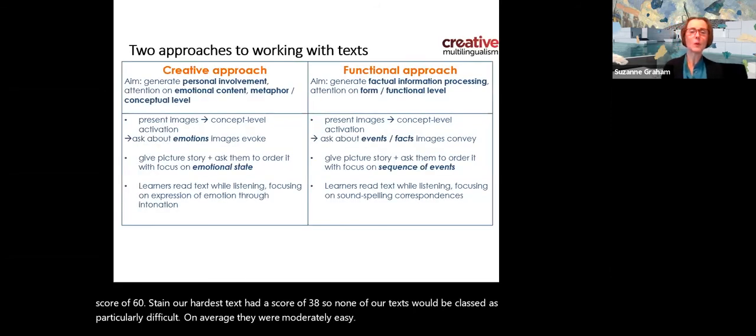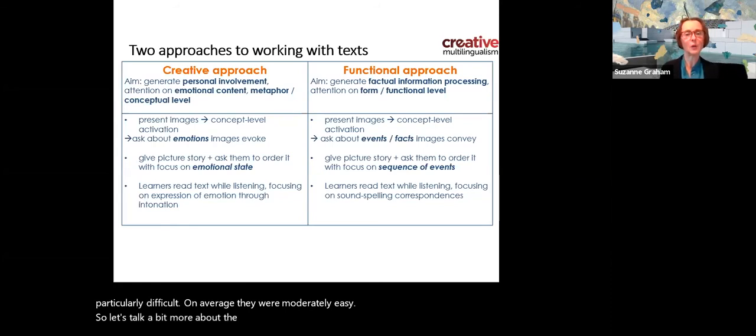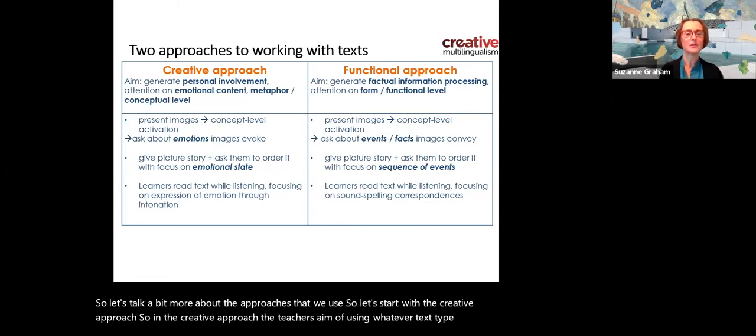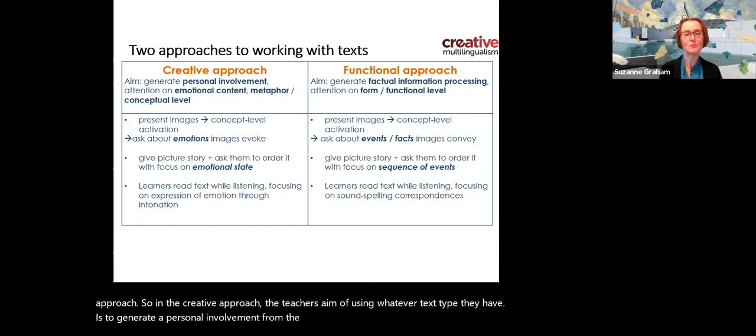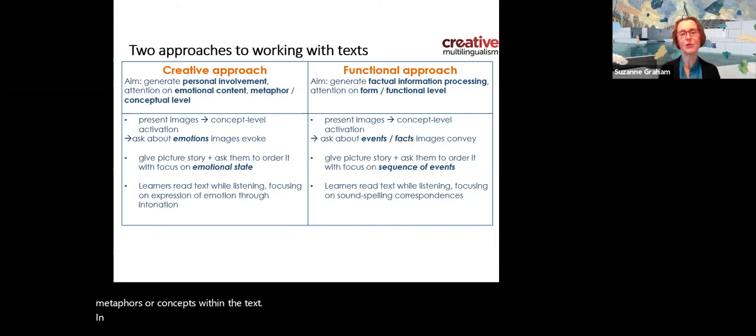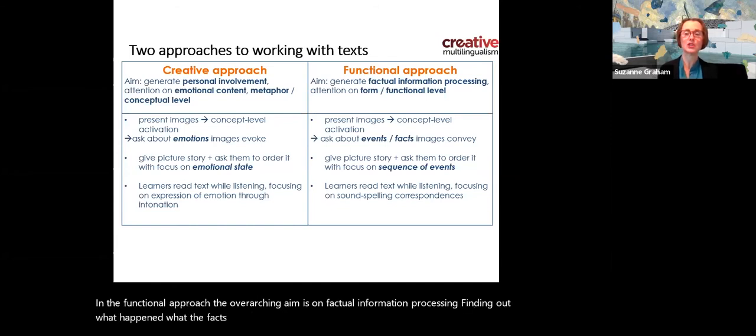So let's talk a bit more about the approaches that we used. Let's start with the creative approach. In the creative approach, the teacher's aim of using whatever text type they have is to generate a personal involvement from the learner with an attention to emotional content, metaphors, or concepts within the text. In the functional approach, the overarching aim is on factual information processing, finding out what happened, what the facts are, attention to form, such as grammar, and how language is used to carry out functions.